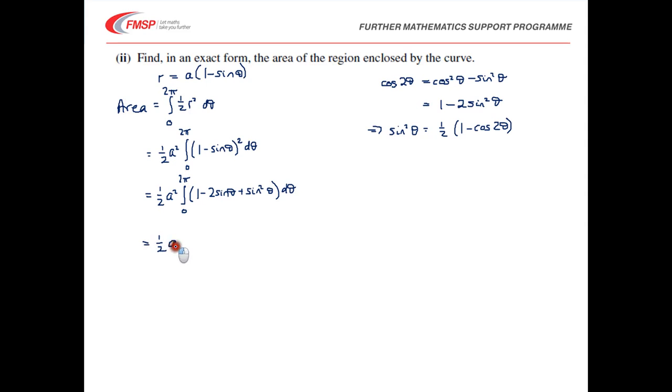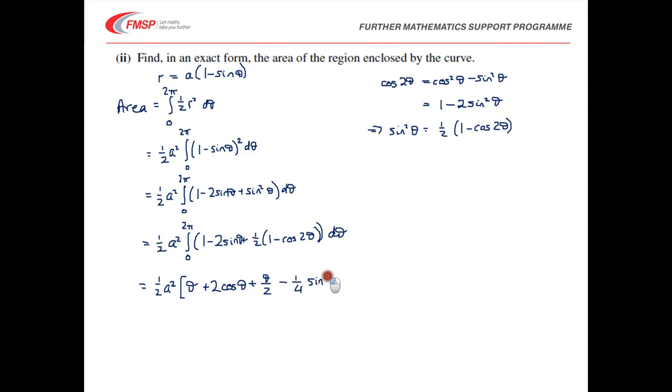Okay, let's substitute that in: 1 minus 2 sine theta plus a half (1 minus cos 2 theta). And now I can integrate. Half a squared integral. Integrate 1, I get theta. Integrate minus 2 sine theta, and I get plus 2 cos theta. Integrate a half, and I get theta over 2. And integrate a half minus a half cos 2 theta, and I get minus a quarter sine 2 theta. From 0 to 2 pi.